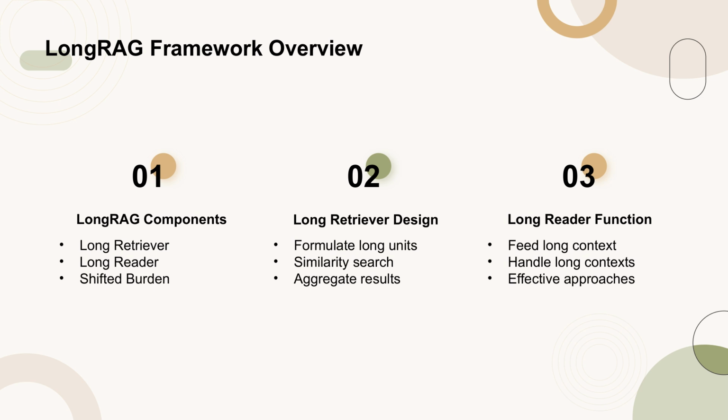The long reader, on the other hand, feeds the long retrieval results into a large language model to reason over the context and generate the final output. This component must be capable of handling long contexts without position bias, and effective strategies are employed for both short and long contexts to optimize performance.